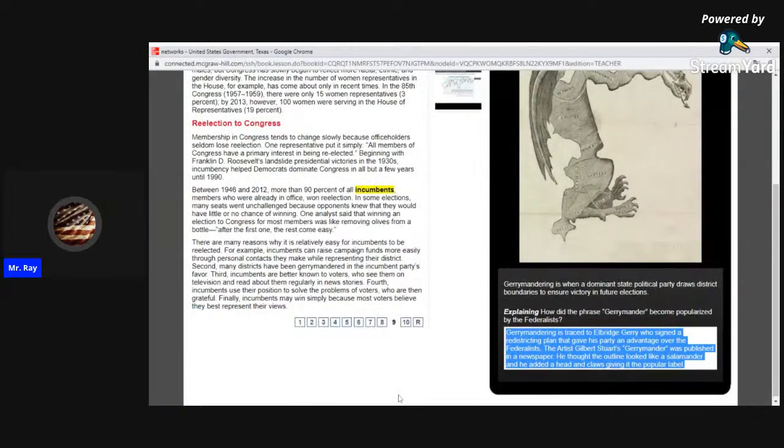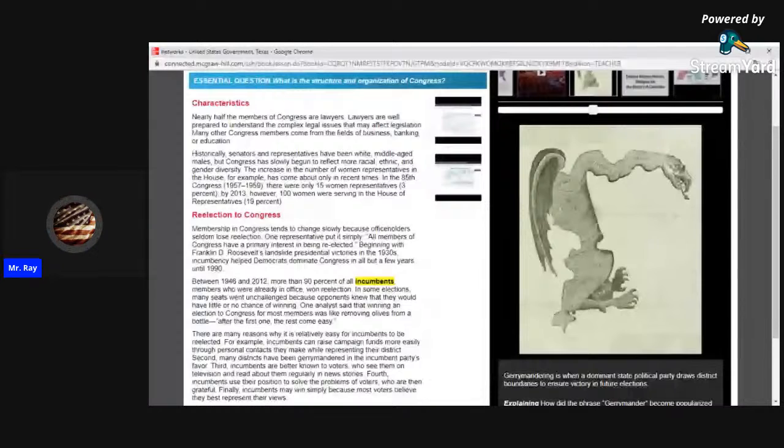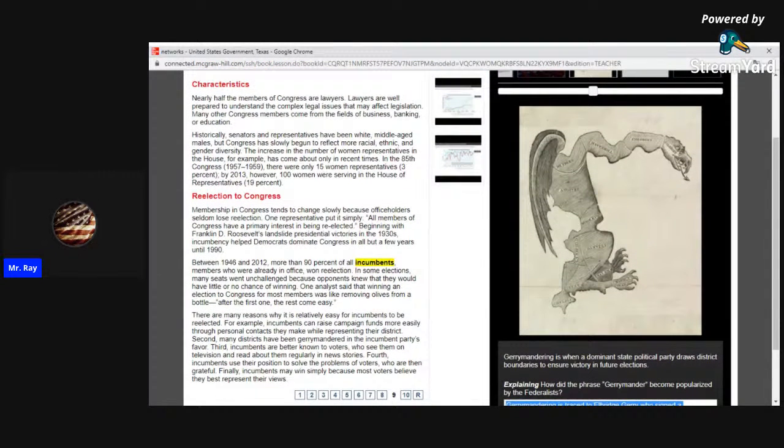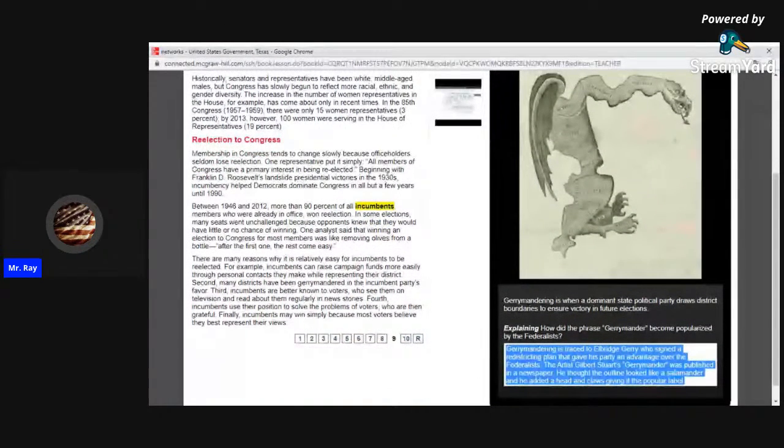What is the characteristic of these people? Well, they're mostly lawyers, as you would imagine. Mostly white, middle-aged men, okay? But this is improving. There's more diversity nowadays. For example, back in the late 50s, only 15 women were in Congress, 3%, okay? They were representatives, in fact. And now there are 100, okay, 2013, probably more now in 2020, which make up 19%. So this is good. Kind of reflects the changes in the country.